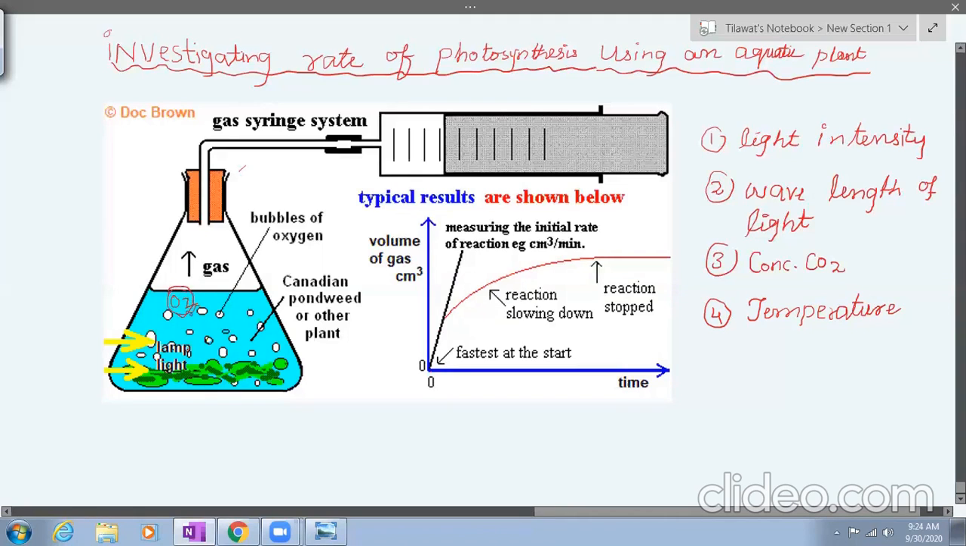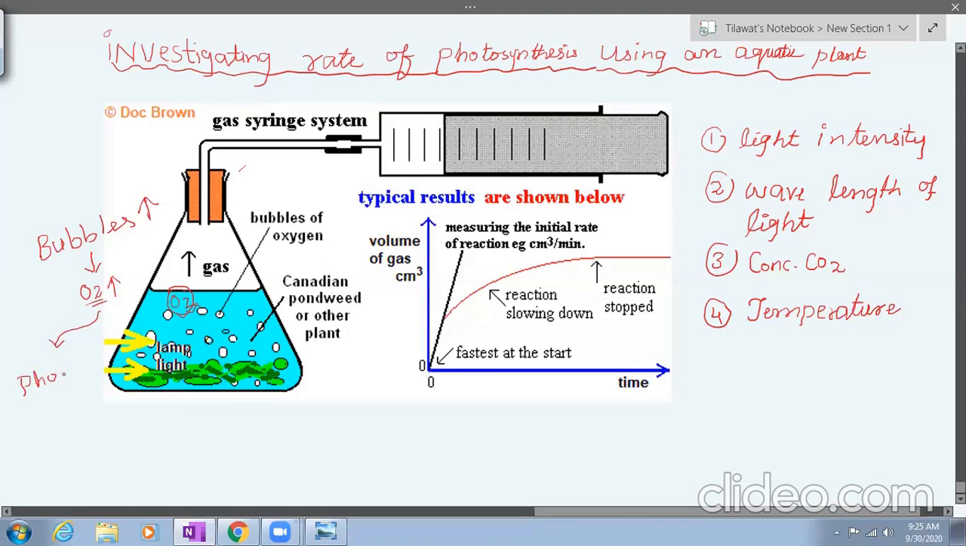Now this oxygen, when coming out, will produce bubbles in water. So if bubbles are increasing, if there are more bubbles in water, right? This is the indication of oxygen production. It means oxygen is being produced. If there are more bubbles, it means more oxygen is produced, and that is the indication that the rate of photosynthesis is high.